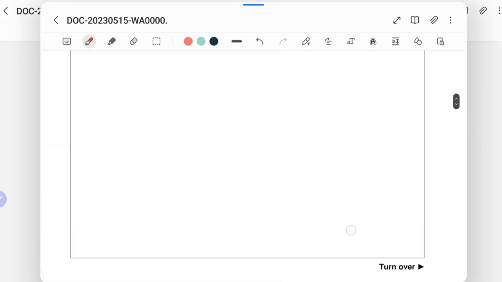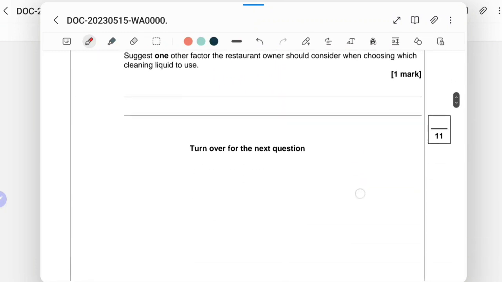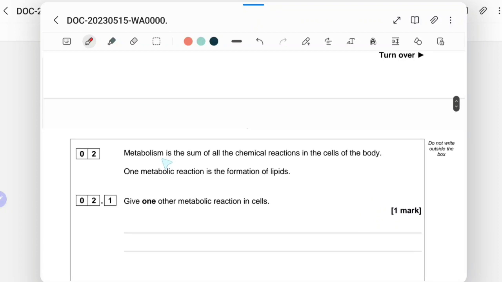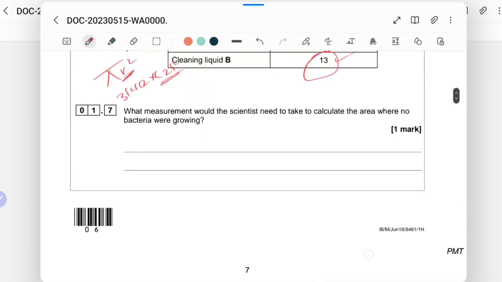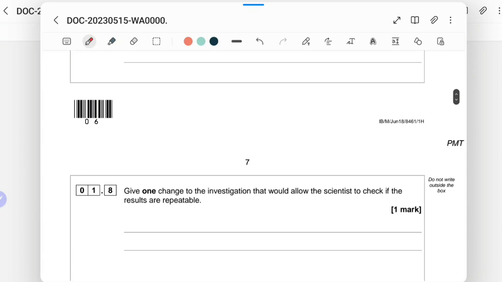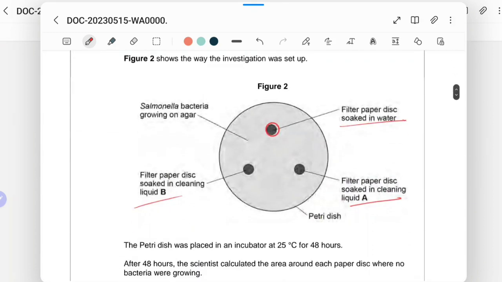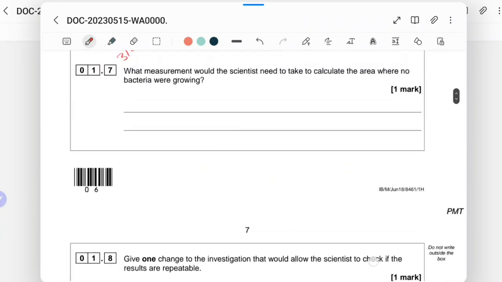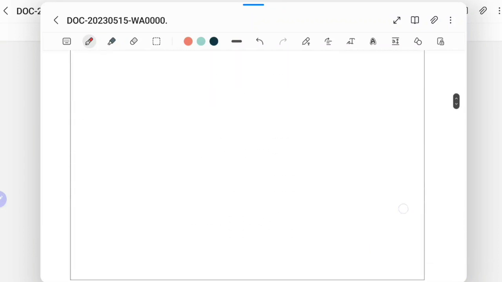It says here, now the scientists showed the results, okay, I already gave the answer to this one. Now metabolism is the sum of all chemical reactions. Wait, I feel like there's a question I missed here. Wait. There's a question I saw when I was calculating this. Okay, let's move on.